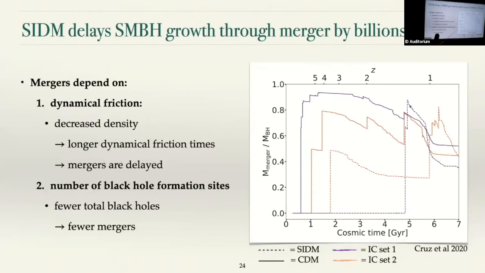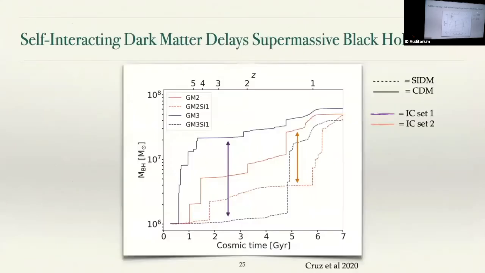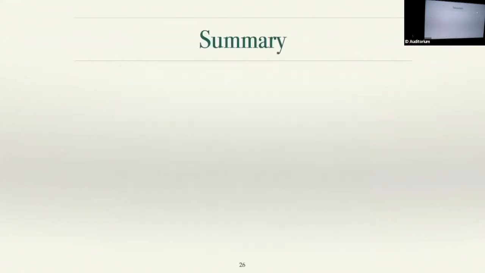And the solid is CDM, and you see that there is this delay between when you get the first mergers in CDM compared to when you get the first mergers in SIDM. And this delay is billions of years long. And so, of course, this delays the growth of the black hole. And so you're not seeing as effective accretion in that video, because the accretion goes proportional to the black hole mass. And so that's why you're seeing those differences in that movie.